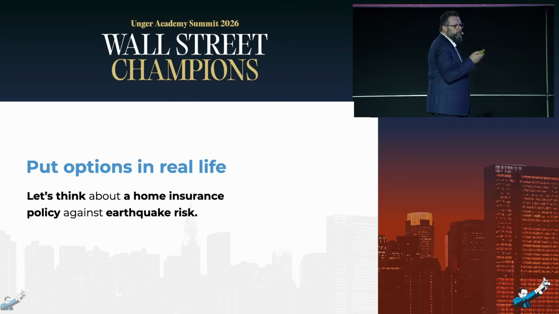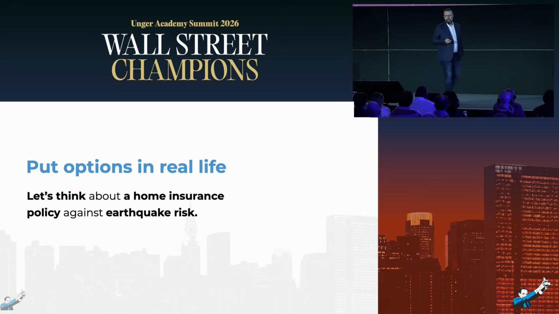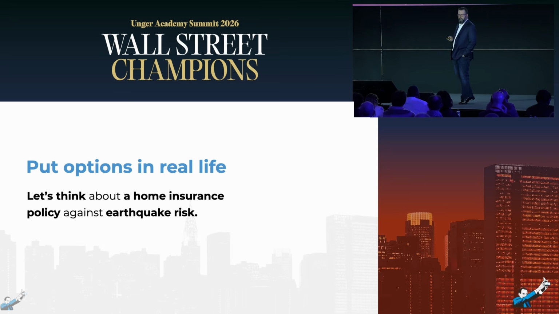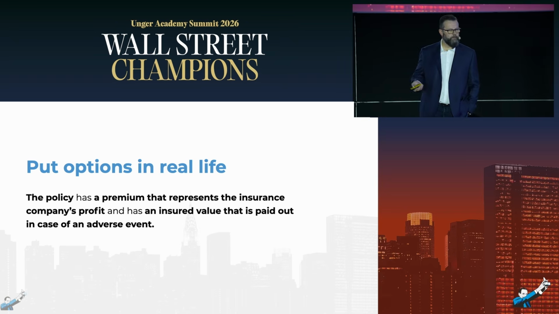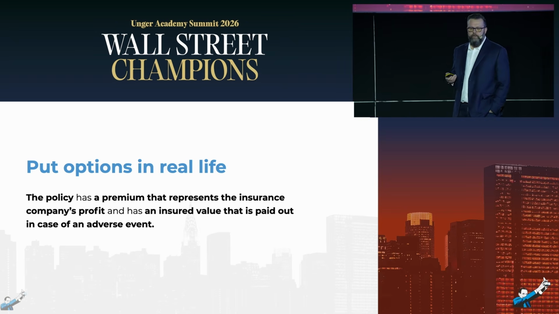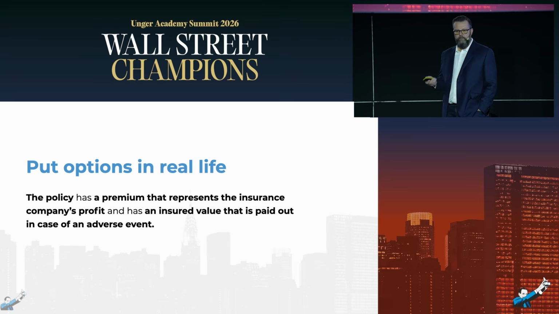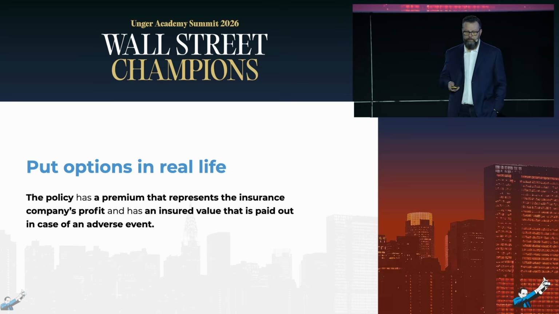Now let's try to draw a parallel with everyday life. Put options in everyday life. Let's think about a homeowner's insurance policy covering the risk of an earthquake. The policy has a premium, which, coincidentally, is called a premium, just like an option premium, and it represents the insurance company's profit. The policy has an insured value that is paid out in the event of an adverse event.